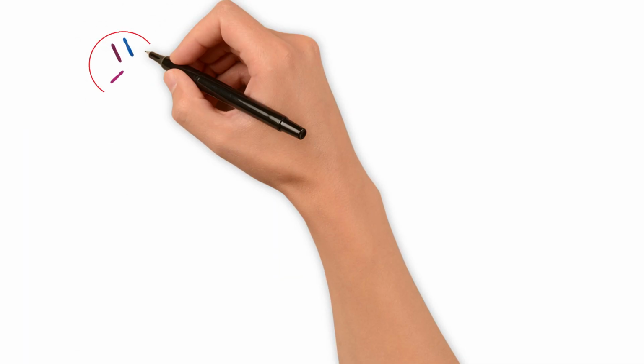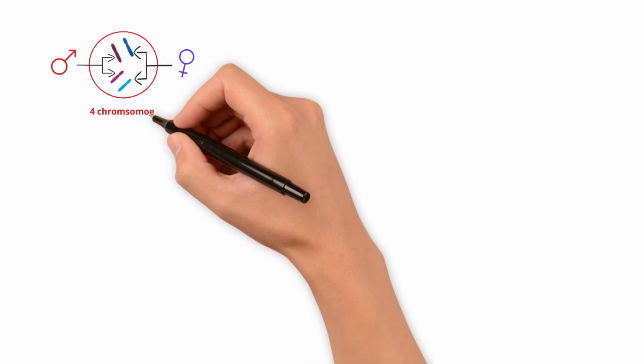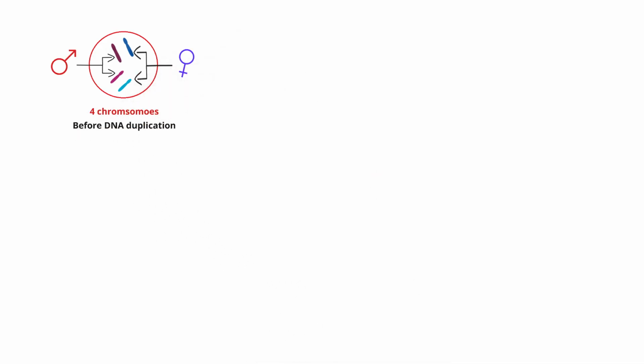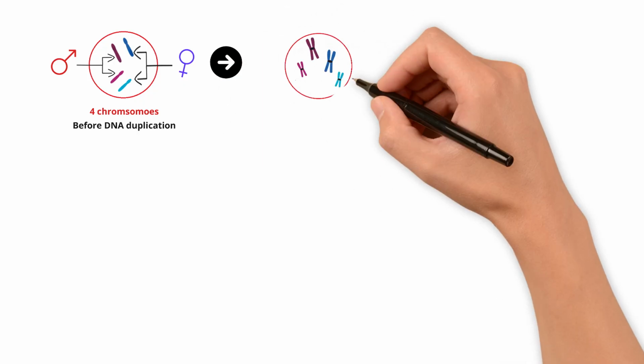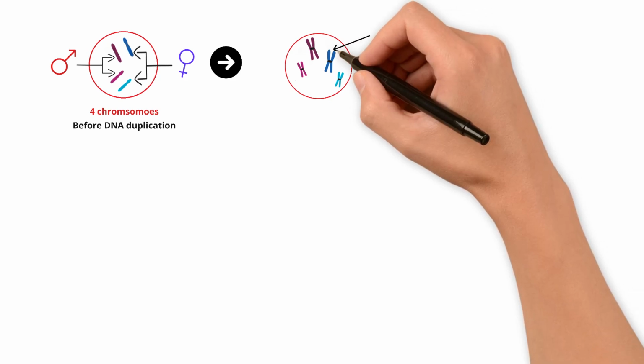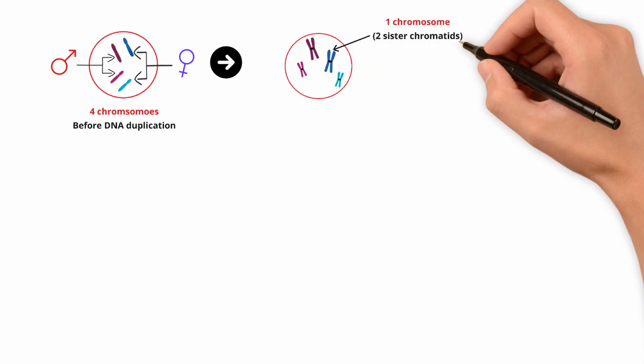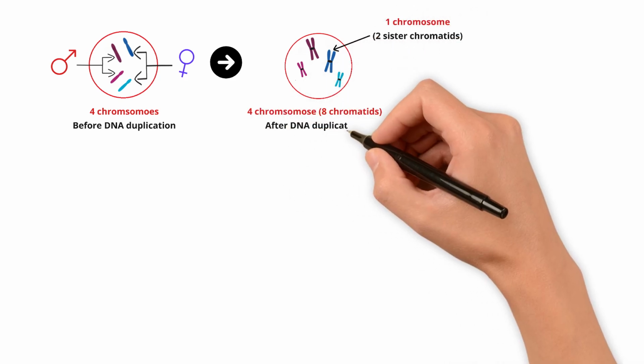Now let's talk in detail about each phase of mitosis. As discussed before, our dividing mother cell model is a cell with 4 chromosomes. During the S phase of the cell cycle, these 4 chromosomes duplicate, forming 4 chromosomes, each with 2 copies or sister chromatids joined at a central point called the centromere.